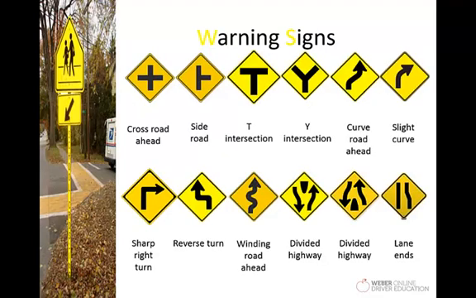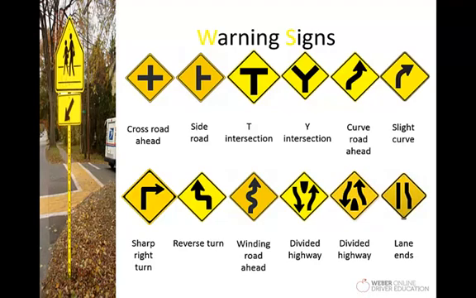Here's some examples of warning signs. Notice they're all diamond-shaped, and they all have either the yellow or the bright yellow warning of what's going on. You need to know what each one of these means. Now, these are trying to draw you what the road is going to do.